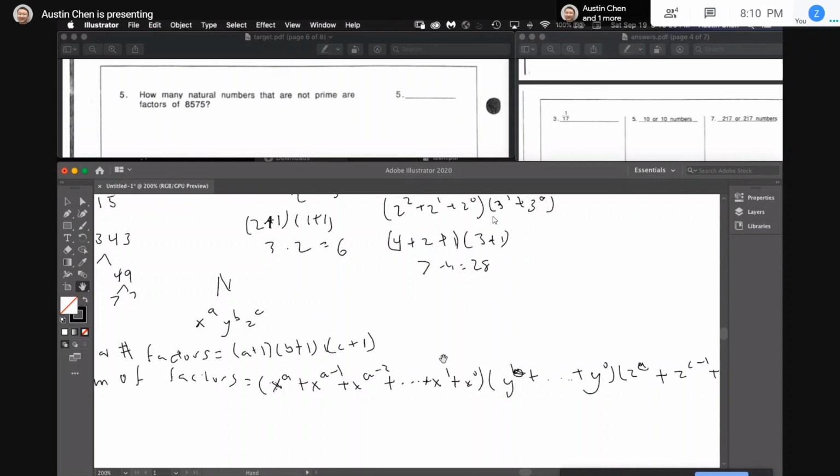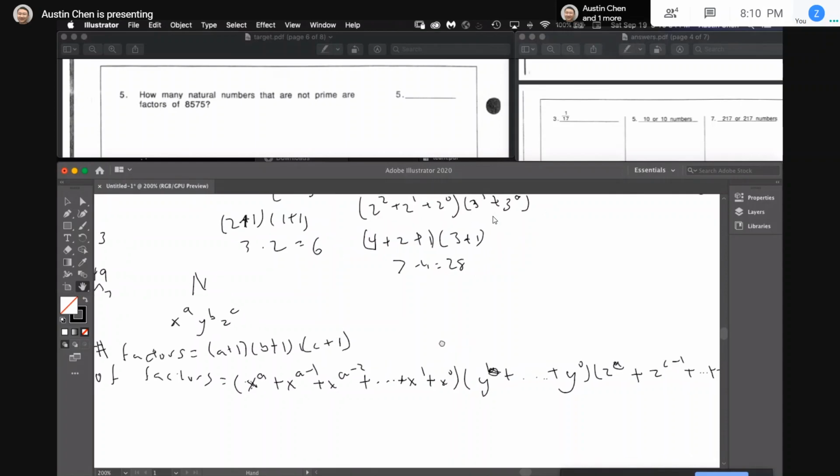Yeah, these formulas will be useful, so you should probably memorize them. But we're bad, so we didn't have them memorized.